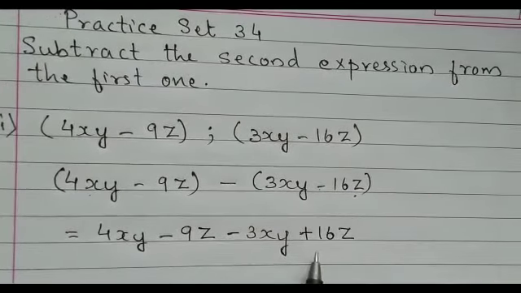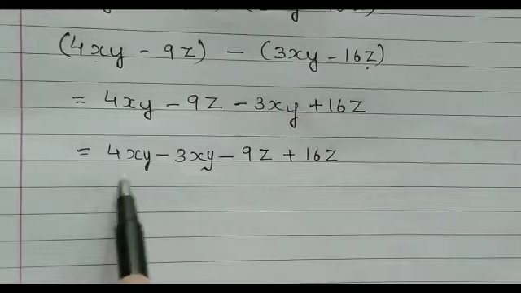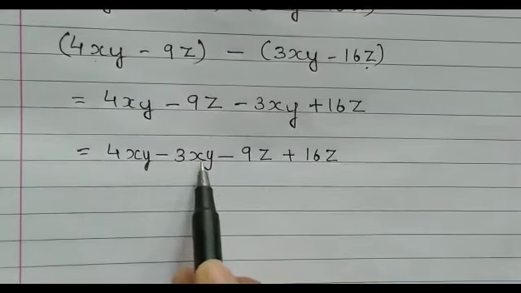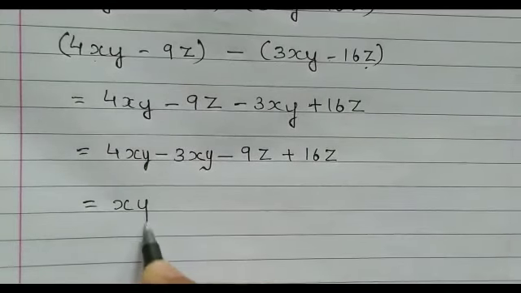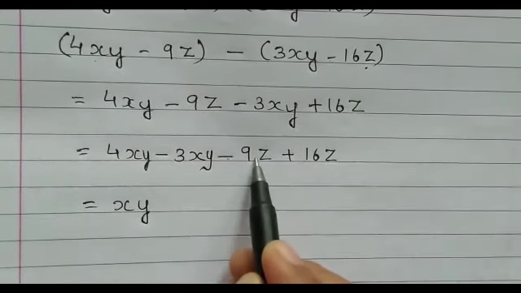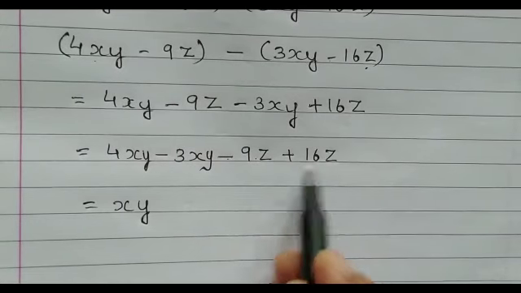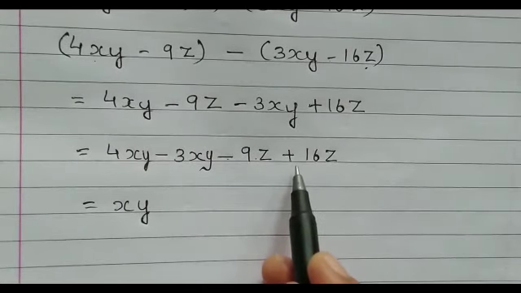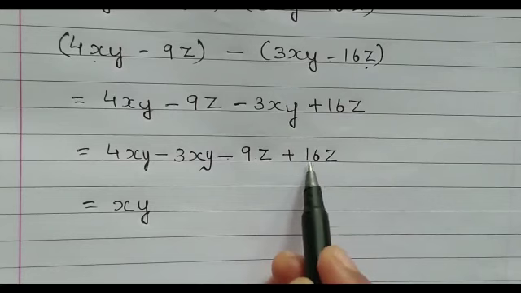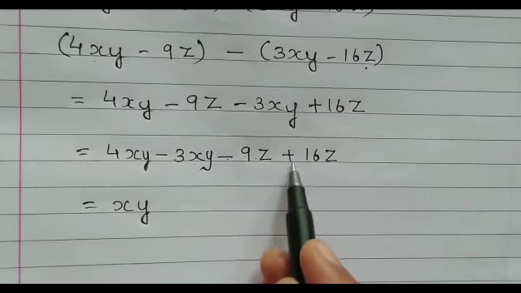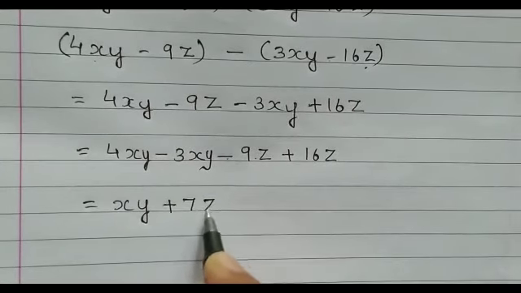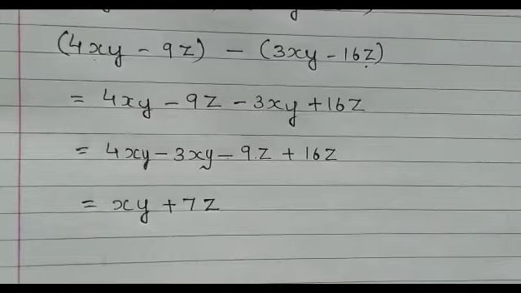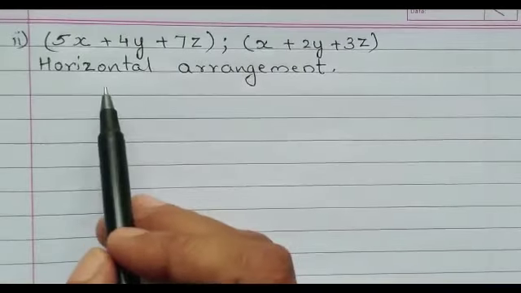Now gather the like terms and solve. We have 4xy minus 3xy, that is 1xy, or simply xy, minus 9z plus 16z. Both are having different signs, so the difference is 7 and the sign of the bigger number is positive. So you have plus 7z. So this will be your answer. Now let's take the second question.